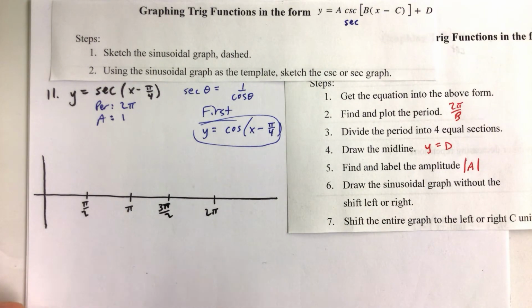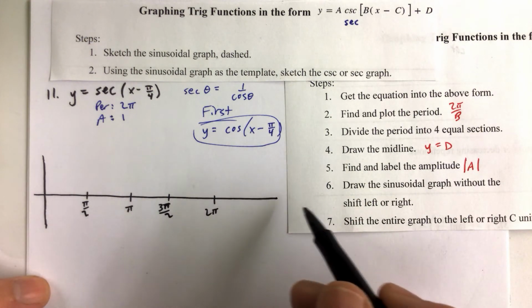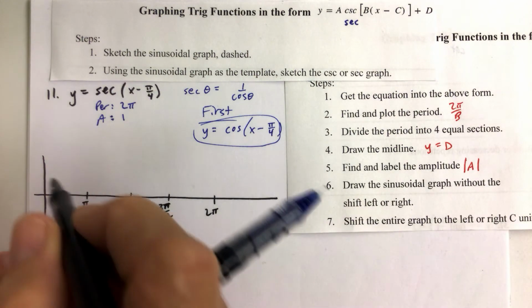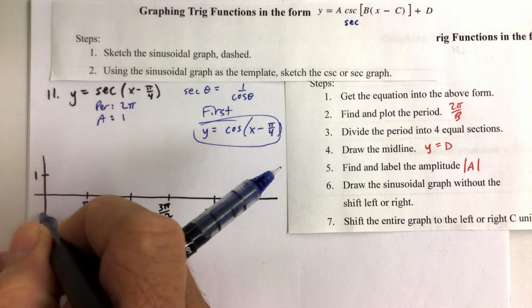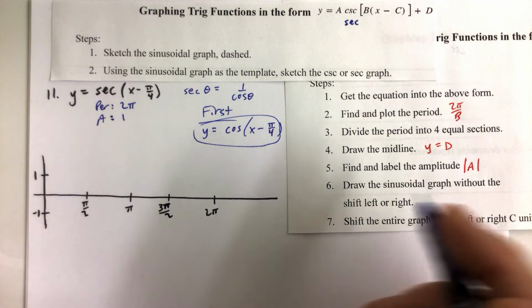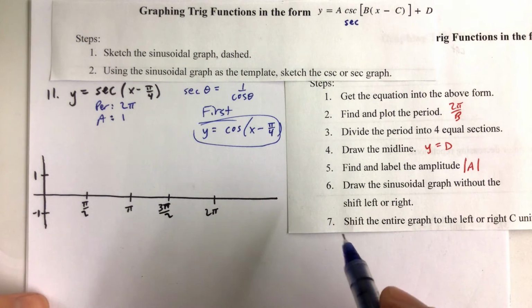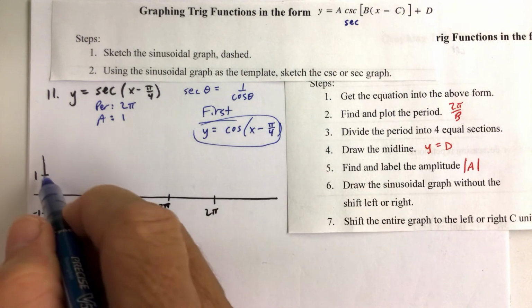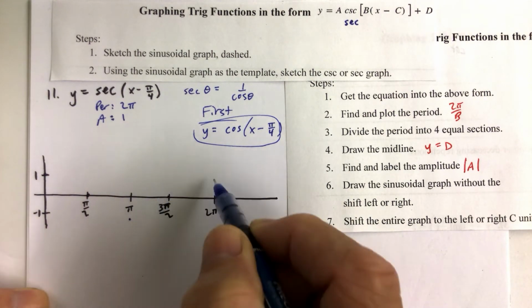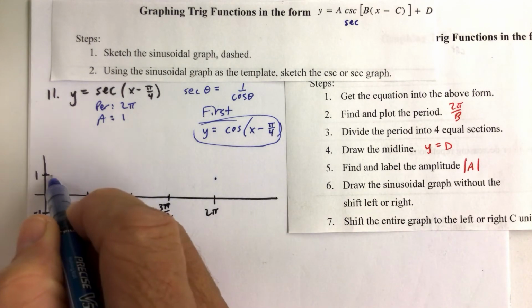So now, drawing the midline again is y equals 0. There's no shifting up or down. Find and label the amplitude. We already found the amplitude is 1. We're going to draw it a little bit closer to the x-axis on this one so you can see what the graph of the secant is going to look like. And then draw the sinusoidal graph without the shift left or right. And it's a cosine, which we know starts up here. And if we use the 5-point system, we would plot the 5 points, and we're going to draw.